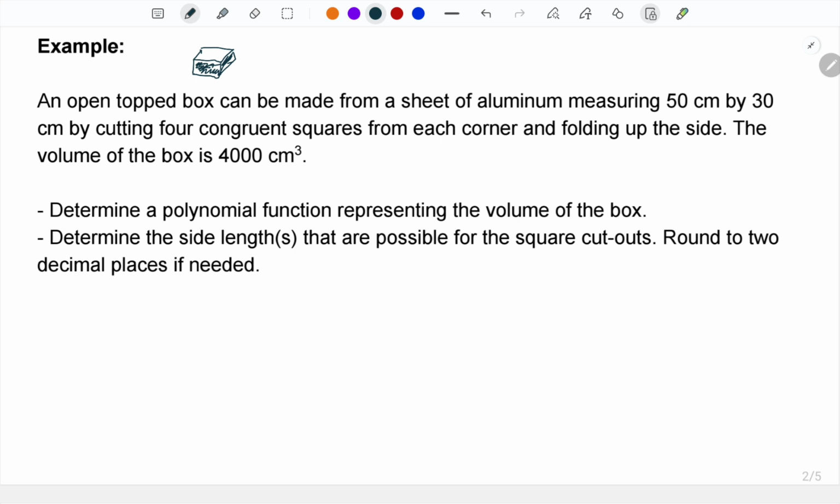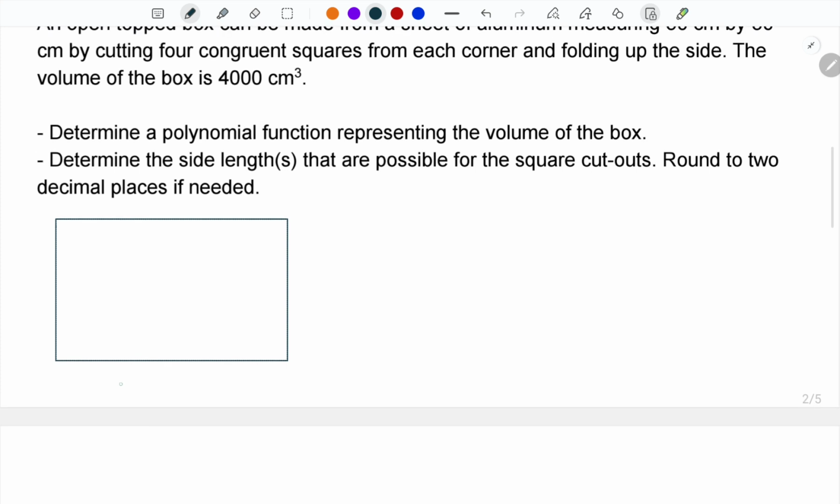And we're going to do this by making it from a sheet of aluminum, 50 by 30 centimeters, cutting out the 4 squares from each corner and folding up the sides. So basically we're creating a net, and that net will then fold into kind of a box with its top. So let's see what I mean by that. So let's draw that rectangle first of all. So that rectangle, that's our 50 by 30 centimeter sheet of aluminum.